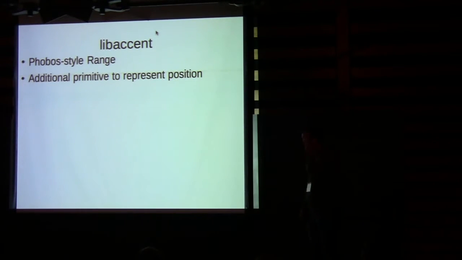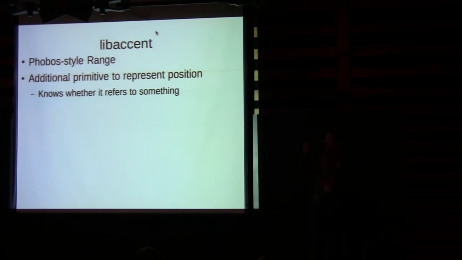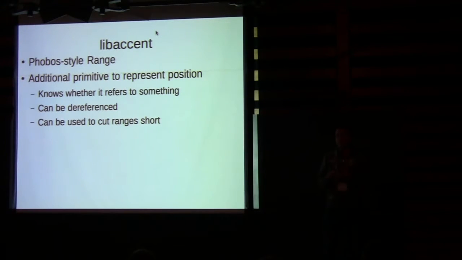Right. So that is the reason why I created my library: Phobos-style ranges plus an additional primitive that represents a position. A position is a pretty simple thing. It knows whether it refers to something or nothing. It can be dereferenced to access the thing it refers to. It can be used to cut ranges short. You can take a range and say, well, I have a range, I have a position somewhere within that range, give me the range from that position.